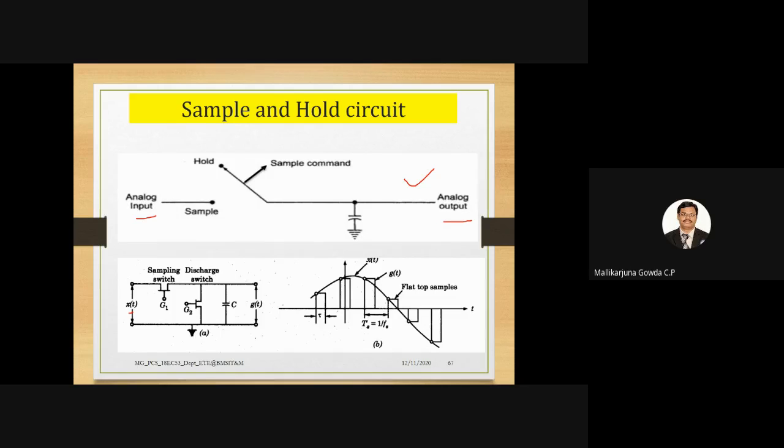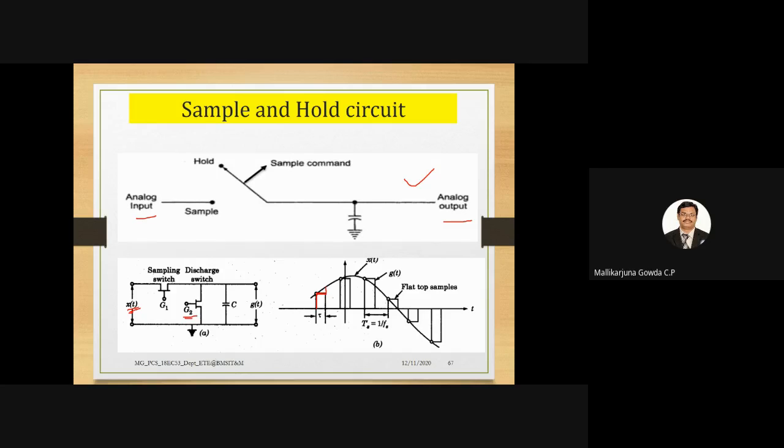We call G1 the sampling switch and G2 the discharge switch, right? When the sampling switch is closed, it takes the sample from the analog input signal, so the capacitor will be charged to the peak voltage, and it holds that value, isn't it? Then what happens when the voltage across the capacitor is less than the analog input signal? G2 will be turned on. During that time it will be discharging, right? So that process repeats.